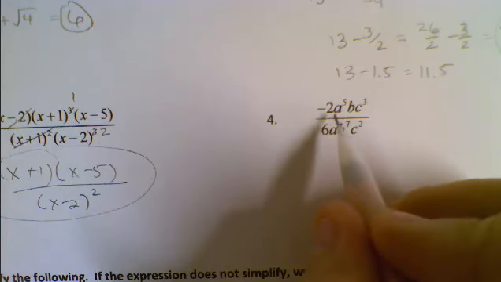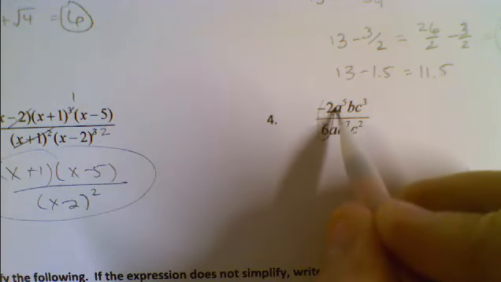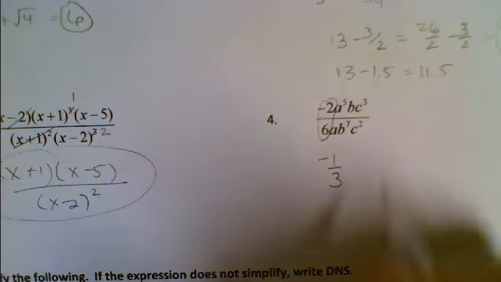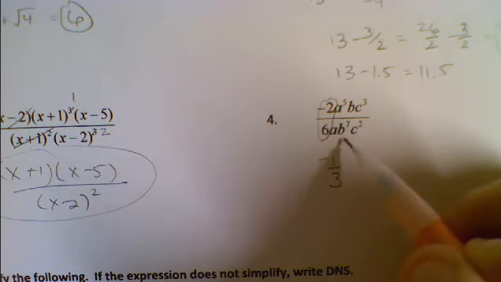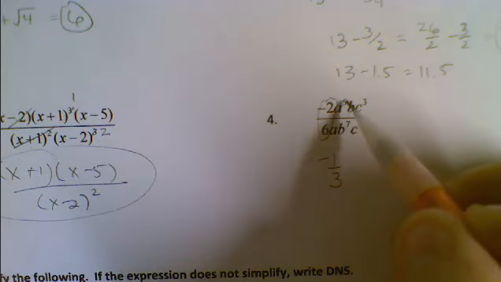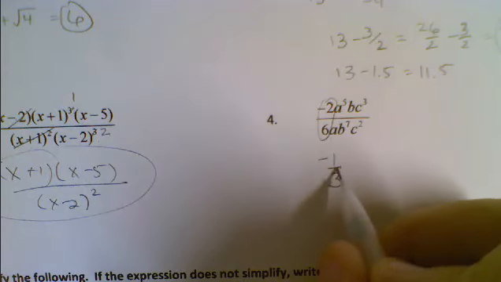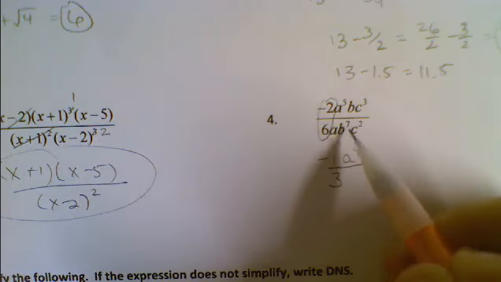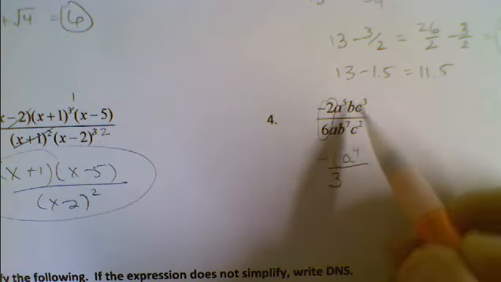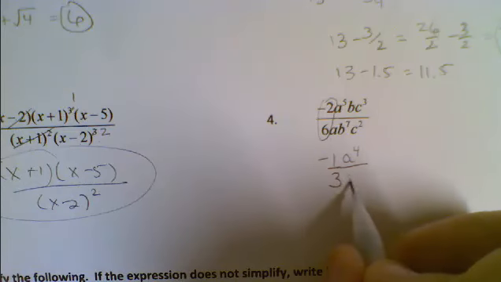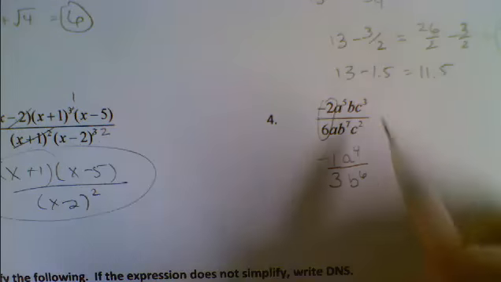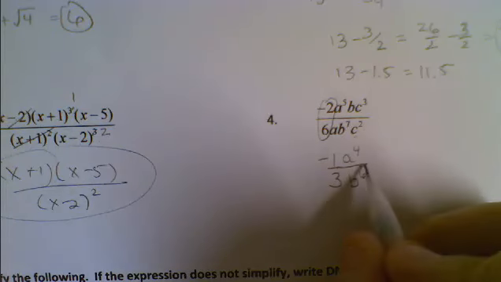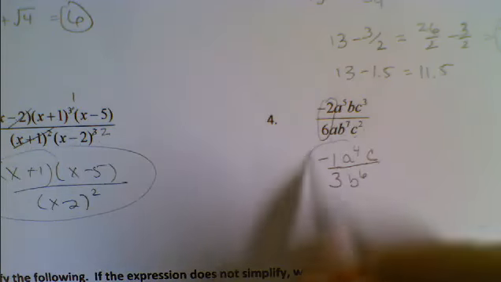Same with this one, kind of deciding what cancels. First, you look at the numbers. Negative 2 over 6 reduces to negative 1/3. When you have a to the 5th divided by a to the 1st, one of those a's will cancel out, so you're left with an a to the 4th on top. You have a b to the 1st in the numerator, b to the 7th in the denominator, so one of those will cancel, but you're left with b to the 6th in the denominator. And then you have c to the 3rd and c squared. 2 of those will cancel out, so you'll be left with a c in the numerator.